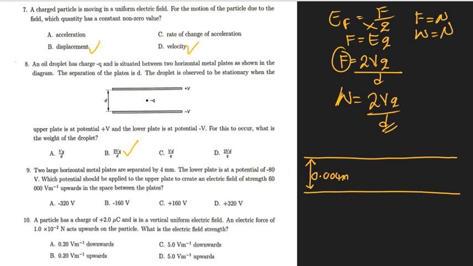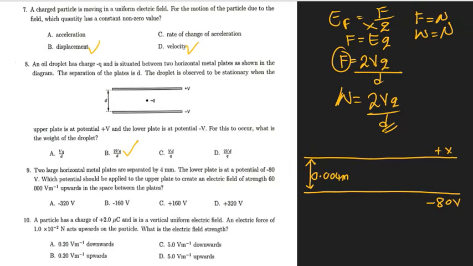Divide by 1000, so 0.004 meters. That is the distance. Then we have been told that the lower plate is negative 80 volts. The upper plate, which potential should be applied to the upper plate? We don't know.